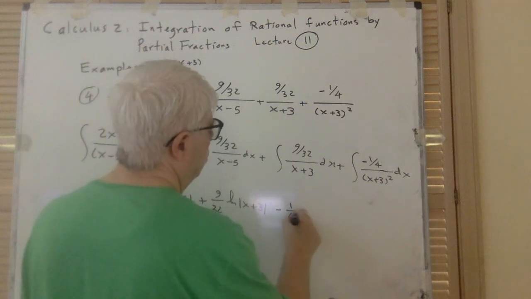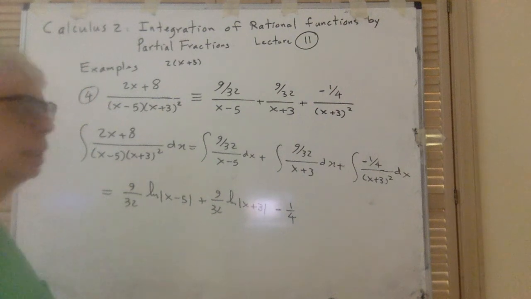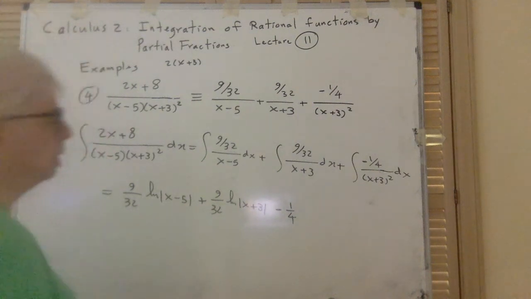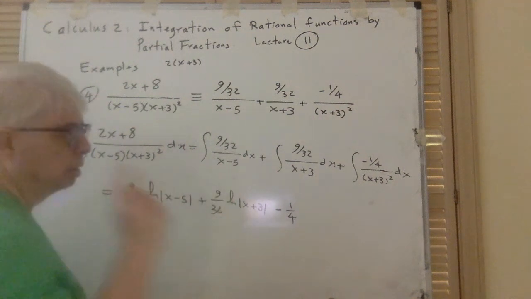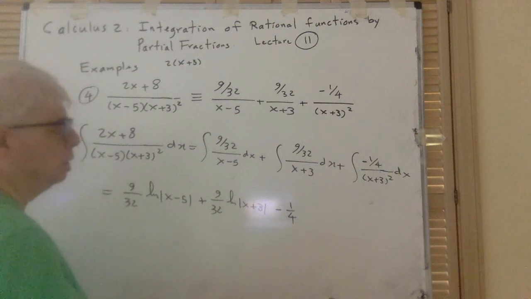Minus 1/4 what? And be careful, I have seen students writing that as ln. That is not ln, please. ln is when the denominator is a linear function. A linear function. Please, please, please. Don't just write ln whenever you see something in the denominator.